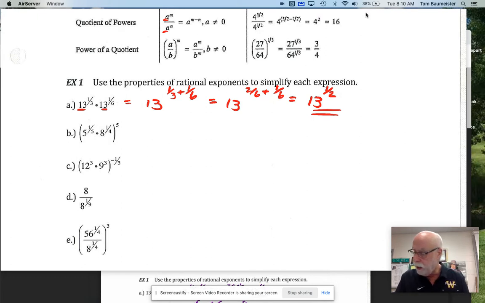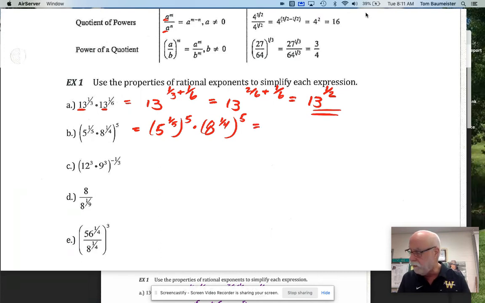For b, again, I have 5 raised to the 1/5 power times 8 raised to the 1/4 power. All of that is raised to the 5th power. So I can separate them. So I'll have 5 raised to the 1/5 power raised to the 5th power times 8 raised to the 1/4 power. Again, that one is raised to the 5th power.